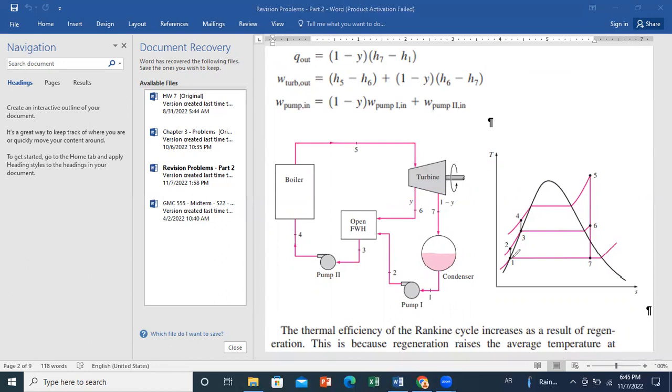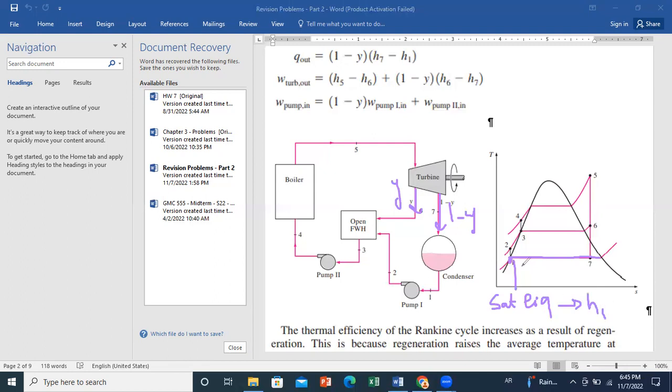From point 1, as we said, the flow is separated here. So here we have 1 minus y, and here we have y. For point 1, we are just at the saturated liquid point at the pressure of the condenser. Since the condenser pressure is given, you can directly determine point 1, because point 1 is at saturated liquid state. So from tables, you can determine H of point 1.